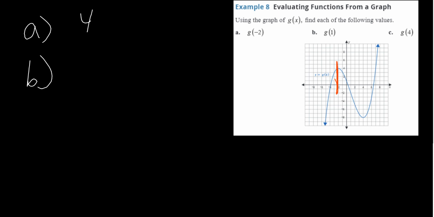Okay. Let's do g of 1. We're going to go over here to 1 on the x-axis. It looks like we crossed there at negative 2. Right about here. So it looks like g of 1 is negative 2. And then C, we have g of 4. Okay, so let's go over here to 4. That's not a good straight line. Let's try that again. 4. And it looks like we are crossing here at negative 9. Negative 9. Okay, and that's how you evaluate functions looking at a graph.